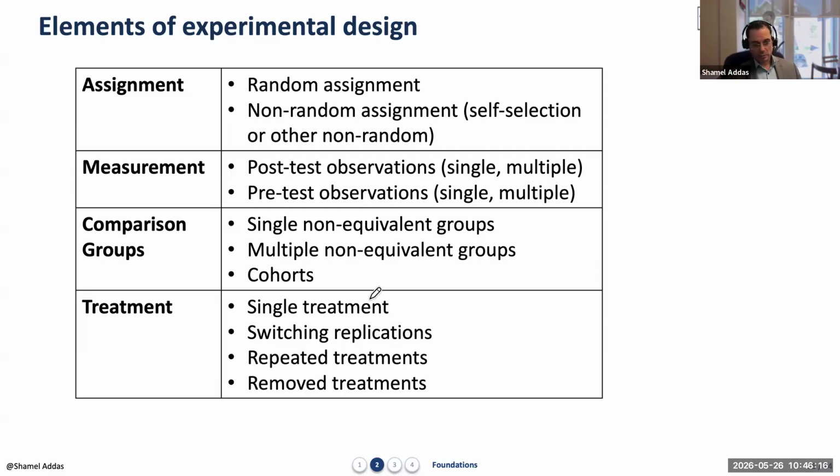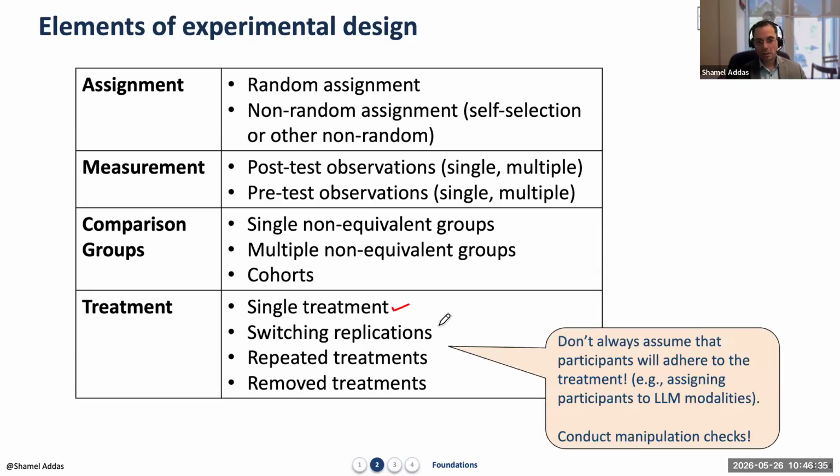And you have to think about your treatment. Is it a single treatment, or do you have other designs like switching replications, repeated treatments, or removed treatments, where maybe you give one group the treatment, you measure the outcome, and then you take the treatment away and measure the outcome again? So that's used in clinical studies and so on.